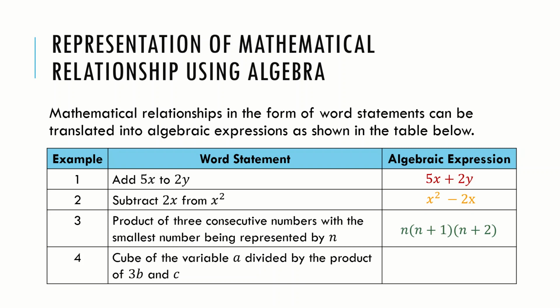When you talk about consecutive numbers, you have to add 1 to the previous number. So let's say the number is n, so the next number will be n plus 1. Then the number after that, using n as a base, will be n plus 2, because n plus 1 plus 1. So the last example, example 4, will be a cube divided by 3bc, a cube out of 3bc.